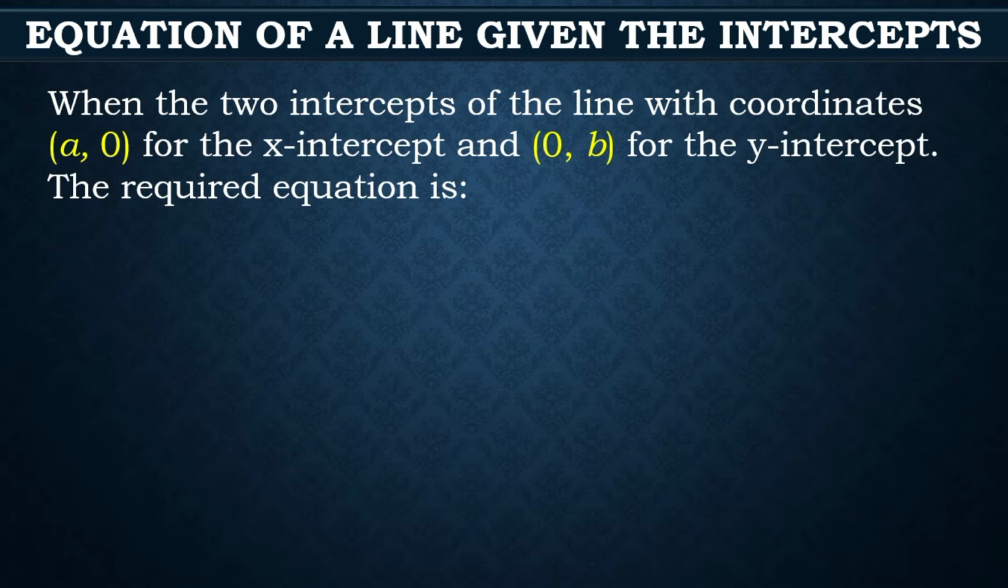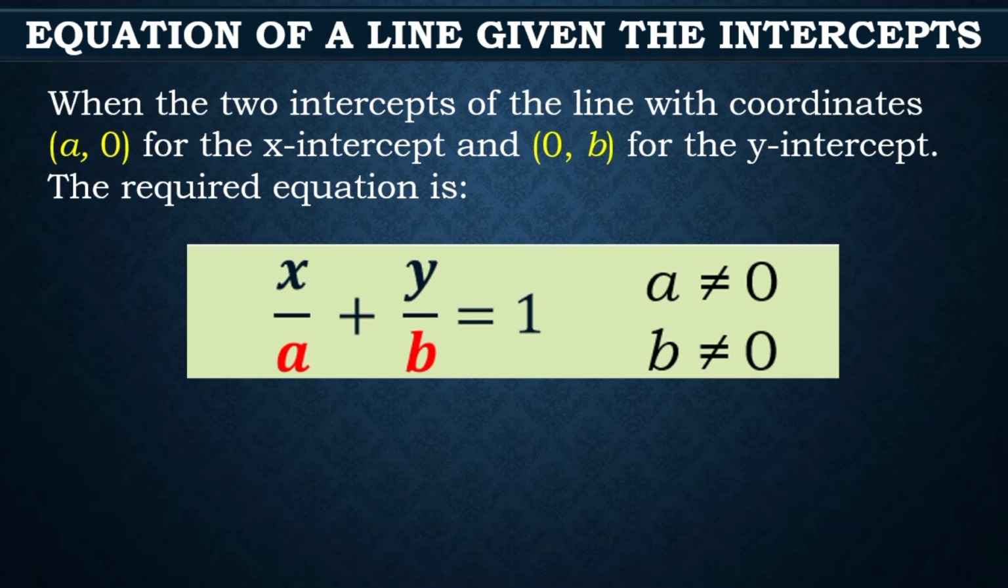Okay. So, when the two intercepts of the line with coordinates a,0 for the x-intercept and 0,b for the y-intercept, the required equation is x over a plus y over b is equal to 1. And remember, your a and b should not be equal to 0. Okay. So, kapag ang given natin ay yung nasa x coordinate, tapos 0 yung y mo, then this is your x-intercept, which is represented as a.